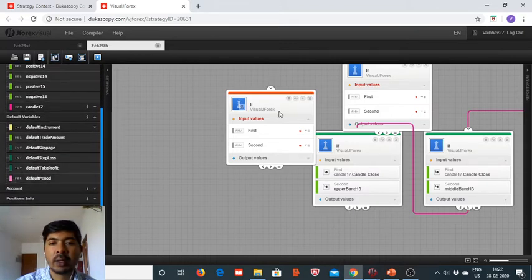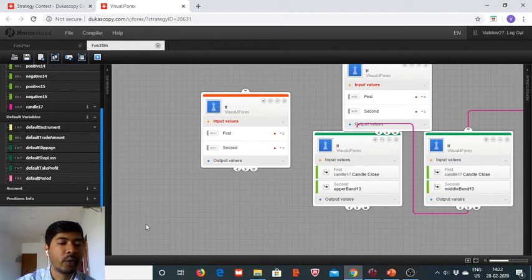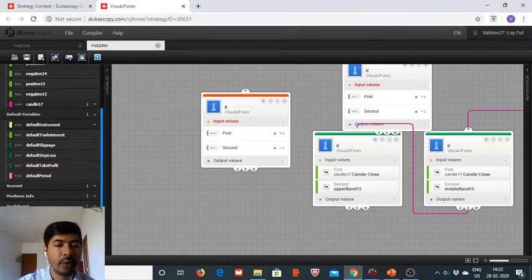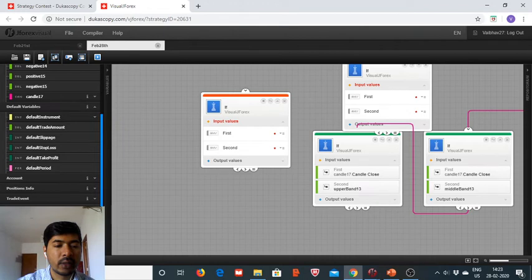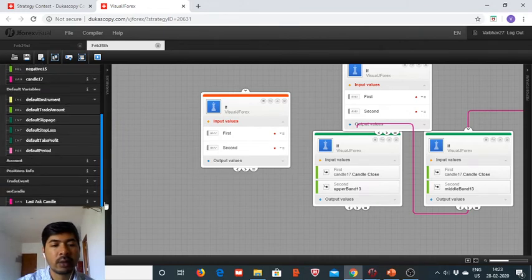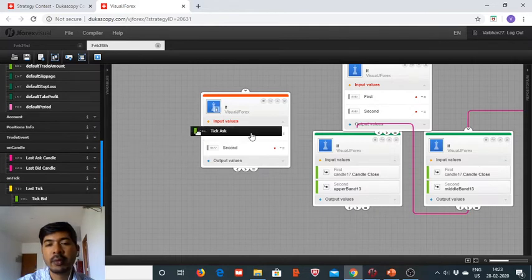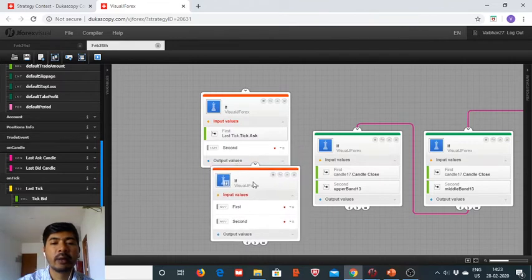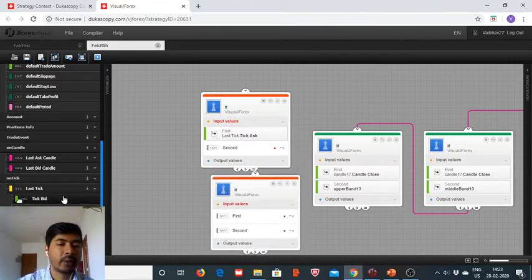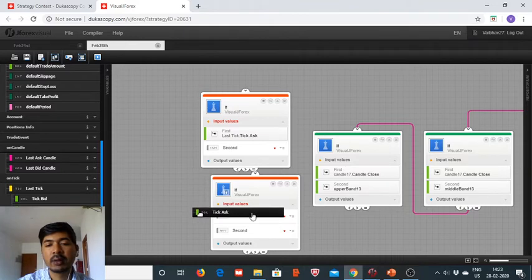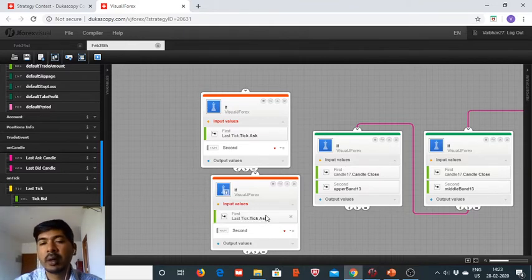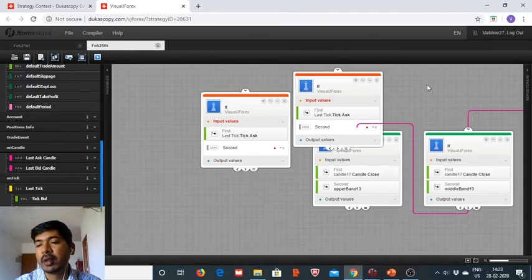So we bring in here while going for any buy trade, we will use the on tick value of the ask side. Last tick ask should be greater than the middle band and less than the upper band. Here last tick ask, and again we will utilize the upper band and the middle bands.